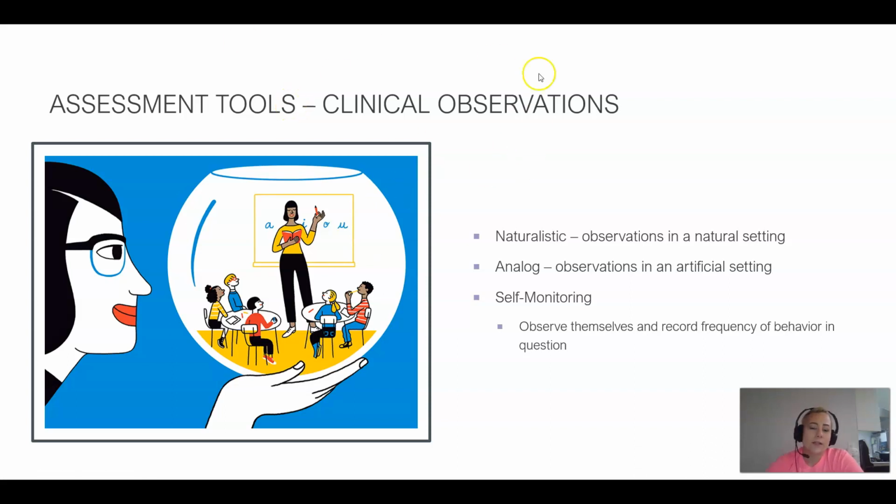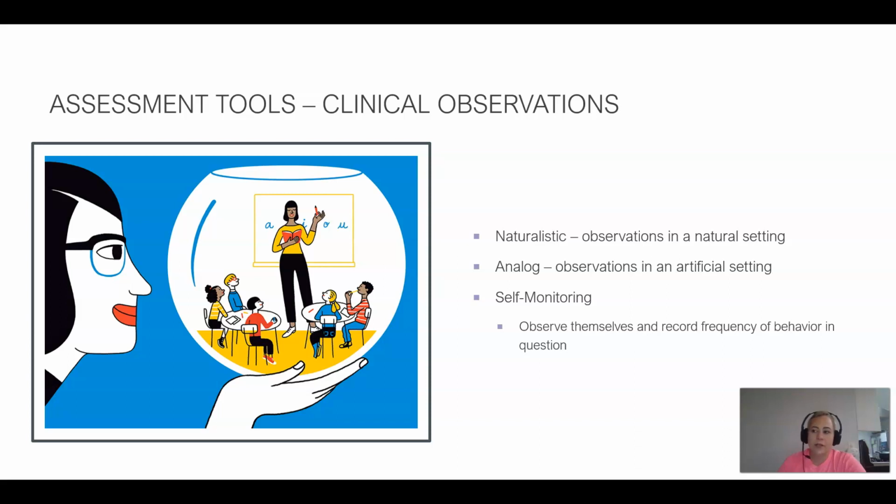Then we also have clinical observations. This is kind of like what we talked about in the research section. How do we gather data? Kind of the same thing here as you see this person, it looks like a teacher, right? But I'm going to pretend it's a therapist, examining children in this setting. Naturalistic observations occur in a natural setting.